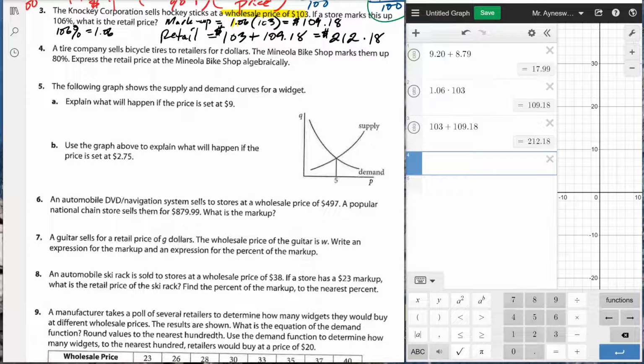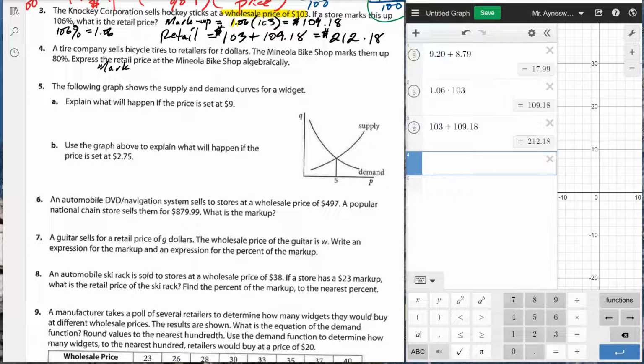All right, number 4. In this one, a tire company sells bicycle tires to retailers for $T. Mineola Bike Shop marks them up 80%. Express the retail price algebraically. Okay, let's work this out. We can figure out the markup. If we approach it just like number 3, we can step it out in 2 steps, and then I'll show you how to do it in 1 step. So the markup first.